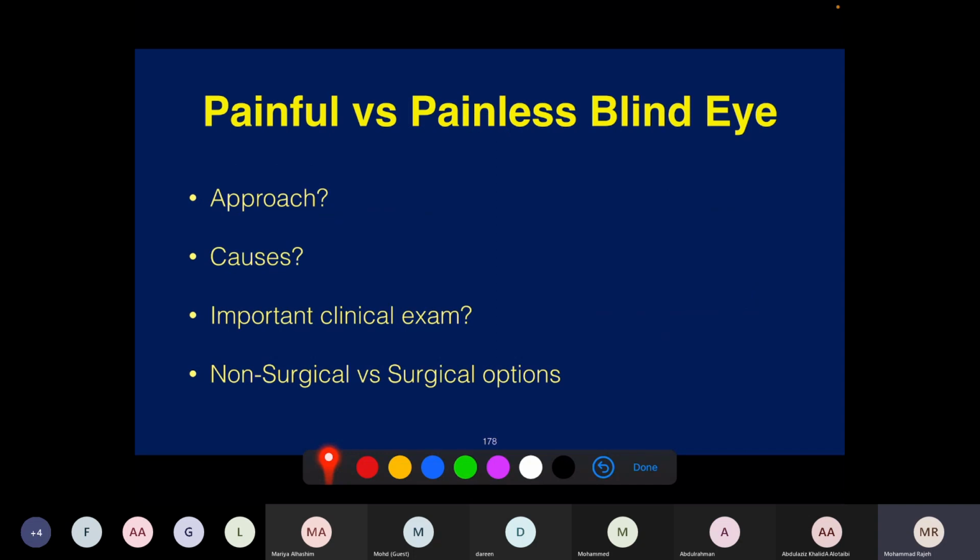The last part is again, I'm sorry, because of the limited time, try to compress it. But don't worry, I'll send it to you. And if there is anything not clear, you can just contact me, ask me. I added the painful versus painless blind eye. So we're going to cover the anophthalmic socket now. So how would you approach each one, and what are the causes of each one, and what's the most important clinical exam, and what are the options? So we're going to cover that.